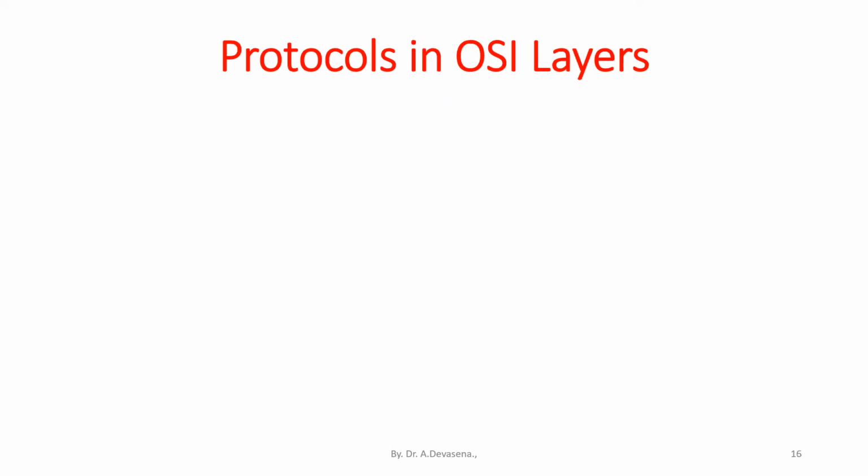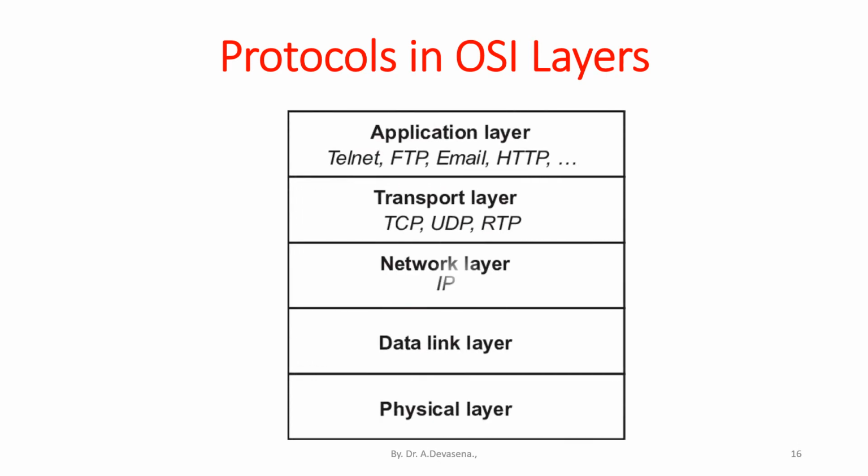Let us see the protocols in OSI layers with the help of a diagram. This is a representation of the OSI layers. In the OSI layers, the protocols used are indicated. In the network layer, Internet Protocol, that is IP, is used. In the transport layer, we are using TCP, UDP and RTP. In the application layer, we are using Telnet, FTP, email, HTTP. This is indicated in this diagram.